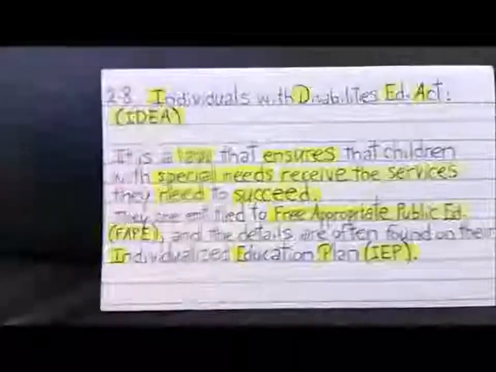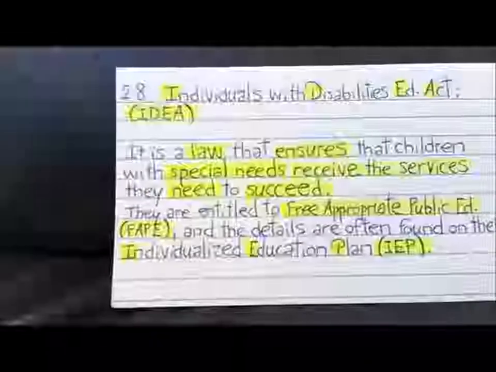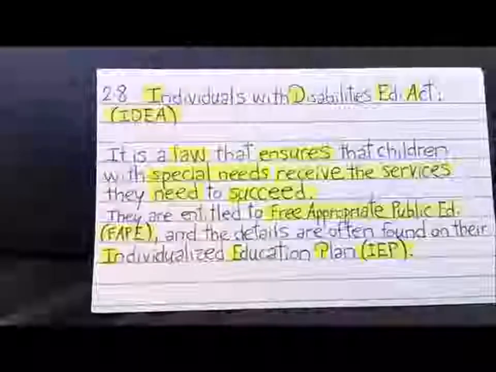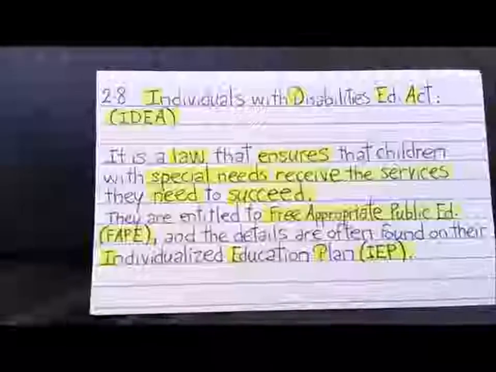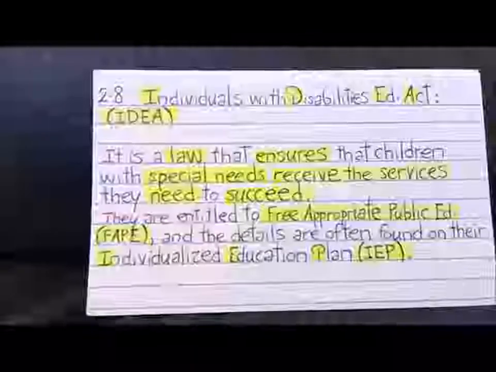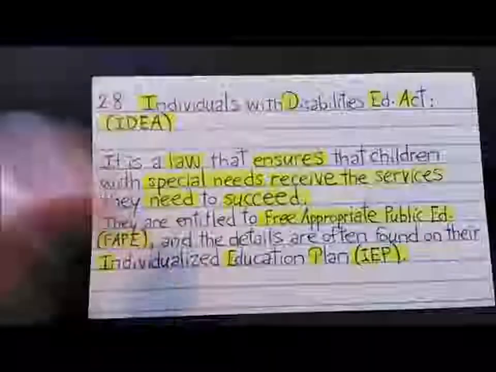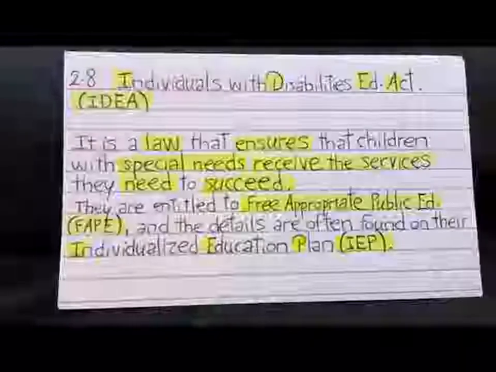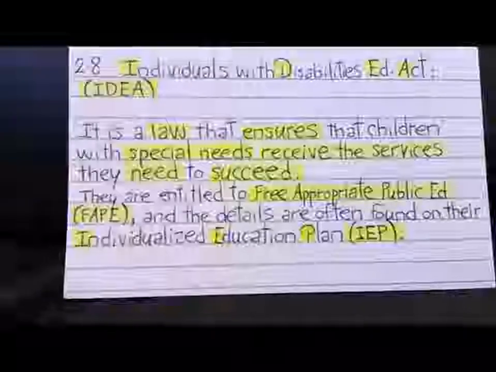IDEA: Individuals with Disabilities Education Act. Okay? It is a law that ensures that children with special needs receive the services they need to succeed. They are entitled to a free, appropriate public education, FAPE. And the details are often found on their individualized education plan, their IEPs.